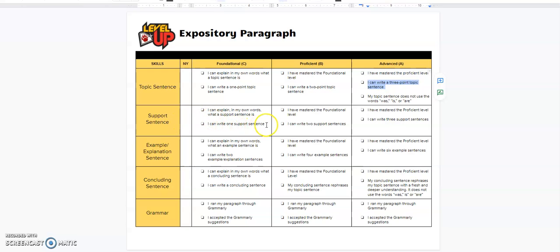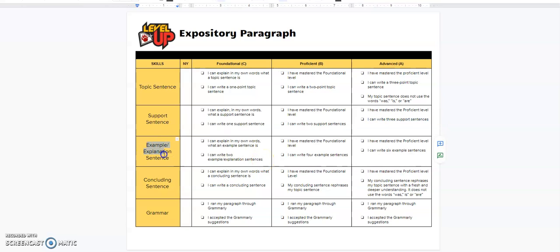Looking at our support sentence. For the foundational level, if you have 1 point in your topic sentence, that means you need 1 support sentence. At proficient, if you have 2 rhetorical devices in your topic sentence, that means you're going to need 2 support sentences. And then at the advanced level, if you have 3 rhetorical devices in your topic sentence, you will need 3 support sentences.